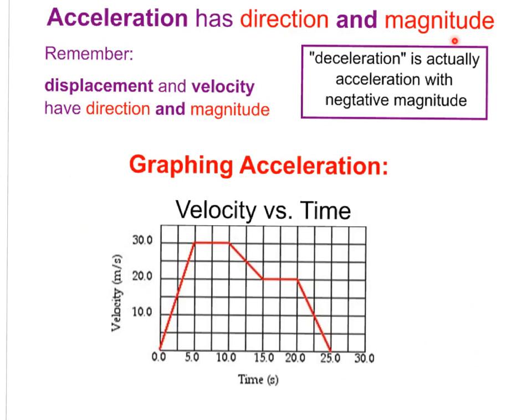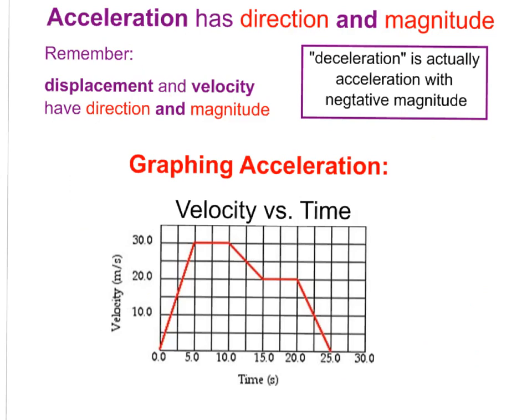This is a little side note. Deceleration, sometimes people will use that term, decelerating. That is not actually a term that is used in science. In science, there is no such thing as deceleration. It's negative acceleration. So it's acceleration with a negative magnitude. That's just a little side note.